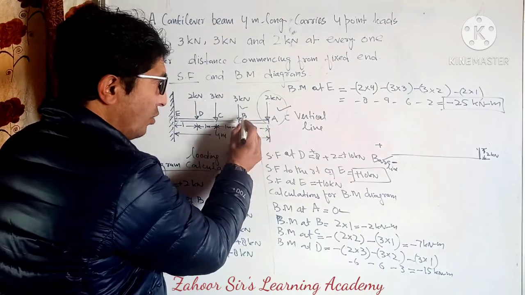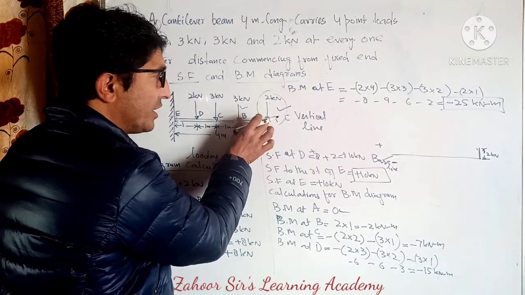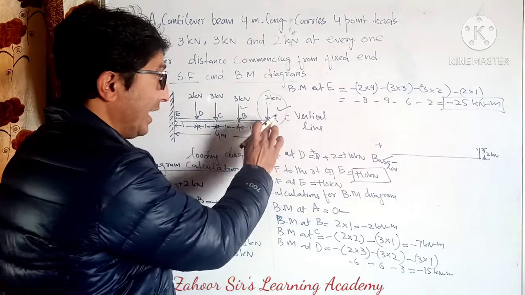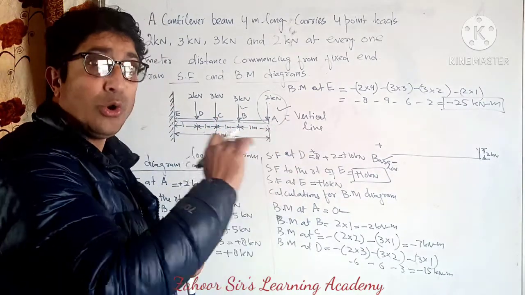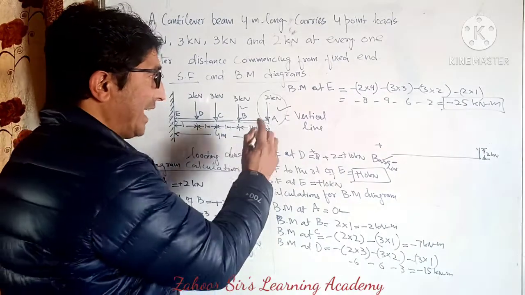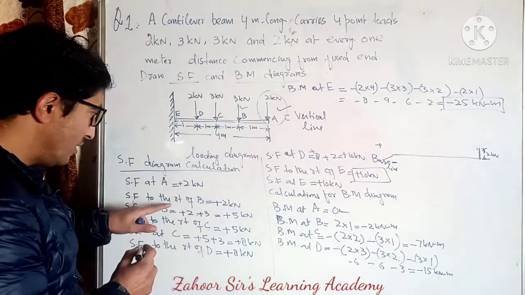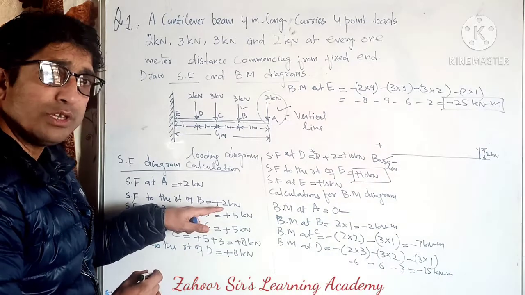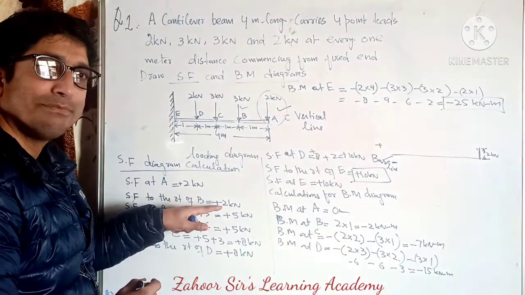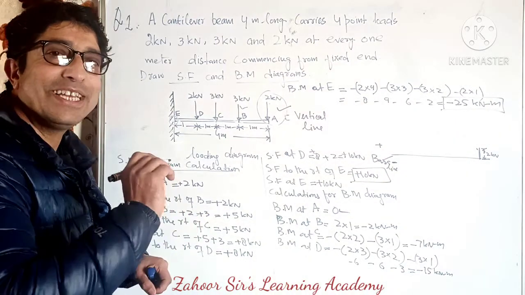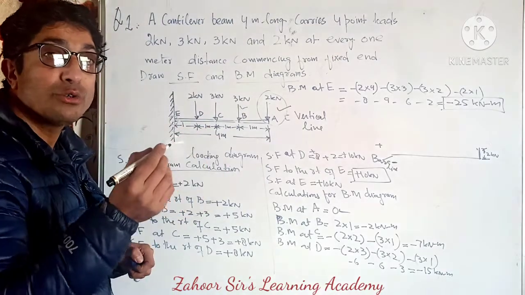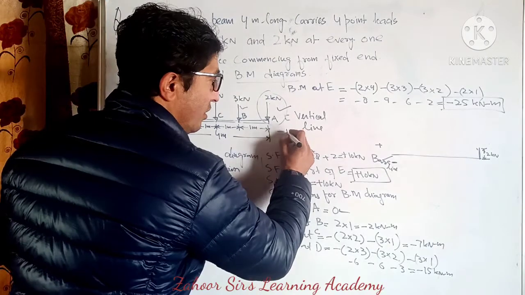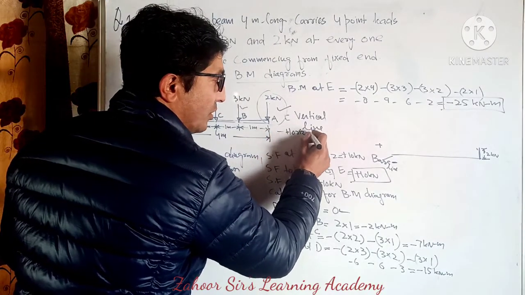Then is there any load between A and B? Was there any load in between A and B? No, there was no load. When there is no load between A and B, that means to the right of B, the load was again the same, 2 kilonewton. When there is no load between the 2 points, then we need to draw a horizontal line. Which line? Horizontal line.